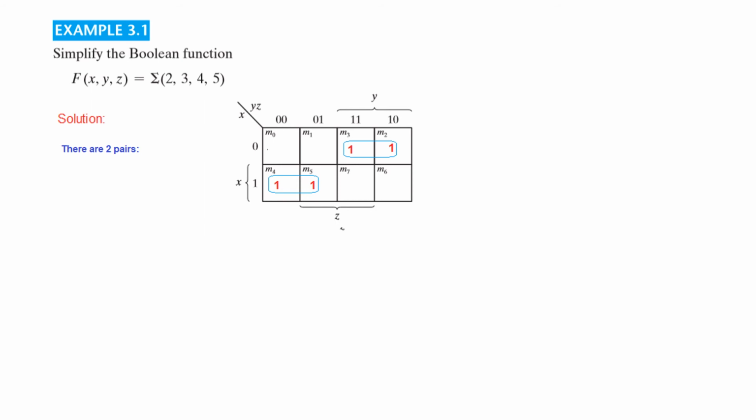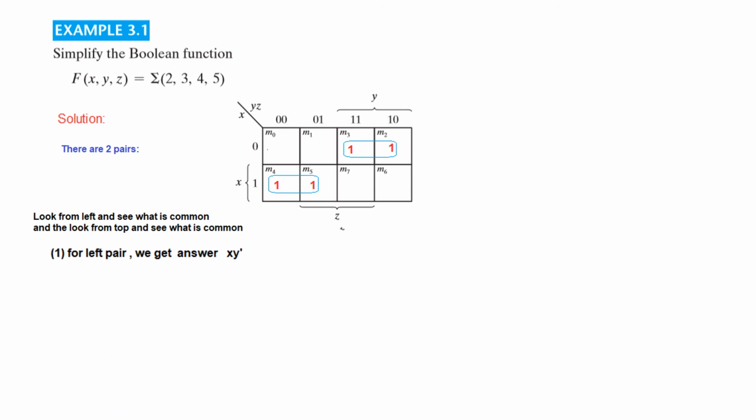That means the first term is common, and because it is 0, so we'll call it y dash. So y dash is common. So x is common from here and y dash is common from the top. So this one will be called xy dash. Xy dash.